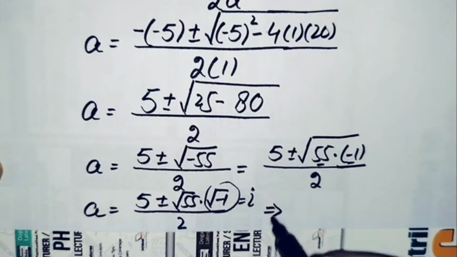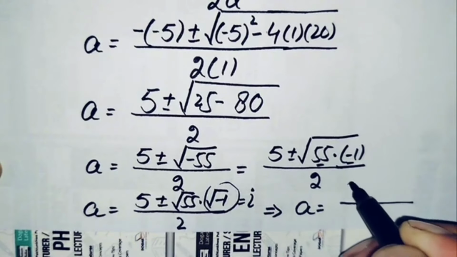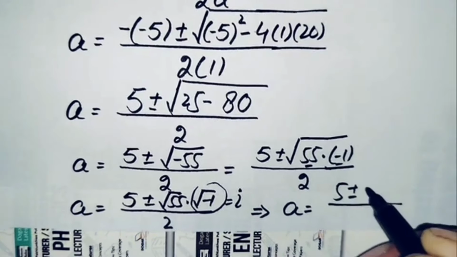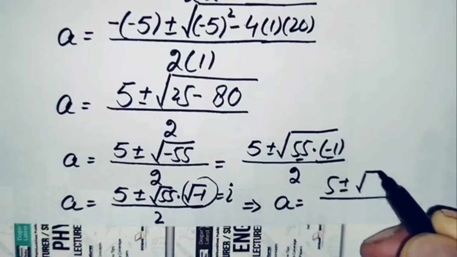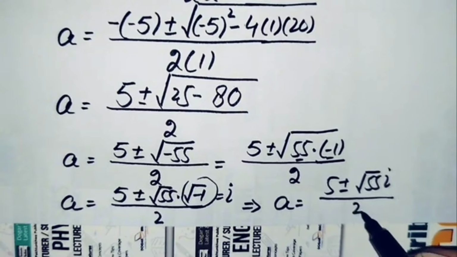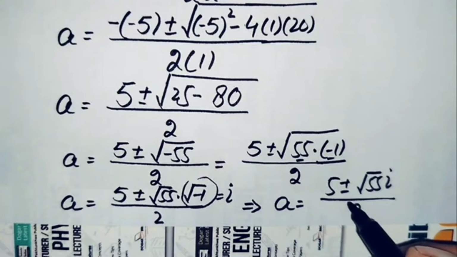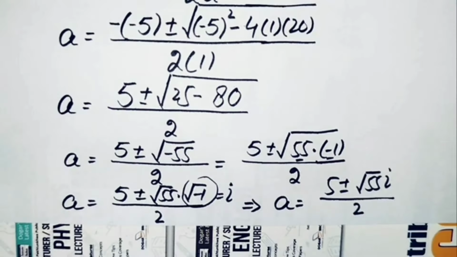So this will become a is equal to 5 plus minus square root of 55 i divided by 2. So this is our final value. So here we have two possible values of a, one is positive and one is negative, where both the values of a here are complex.